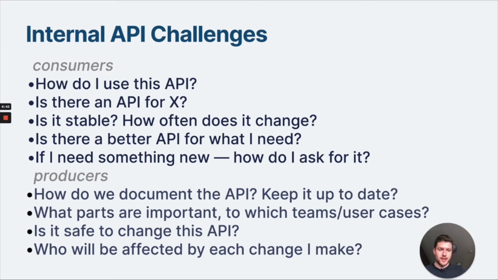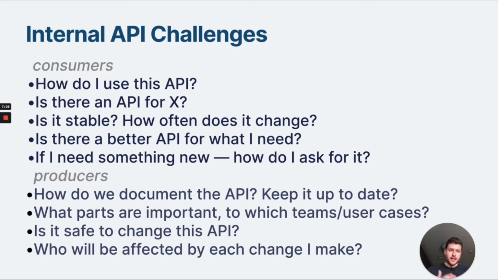Is it safe to change this API? Is it being used by a lot of people? Can I talk to those people? Do they have time to make changes if I have to break the API for some reason? And who will be affected by each change that I make? This thing over here in the corner might seem innocuous, but is it affecting a legacy system that will never be updated again? Or is it affecting this new R&D project where the team has some bandwidth to make a change? We just don't know.